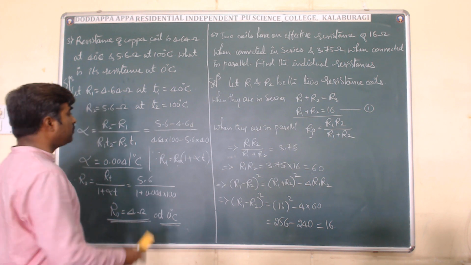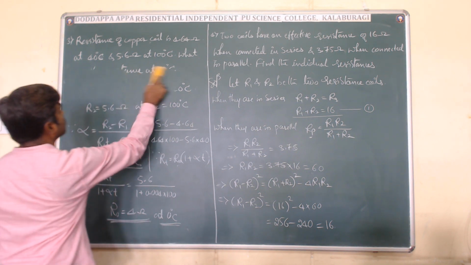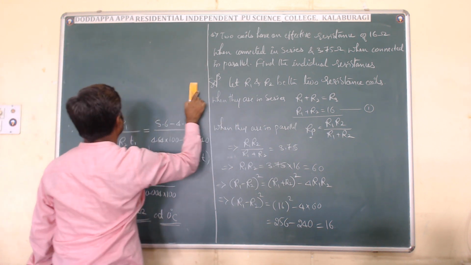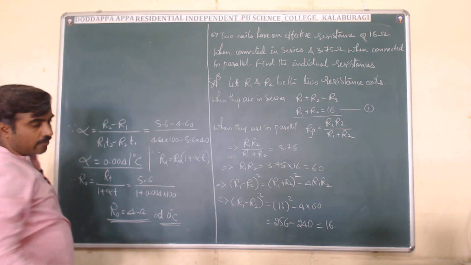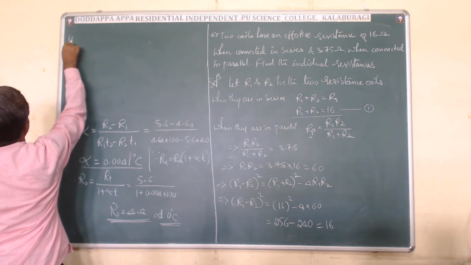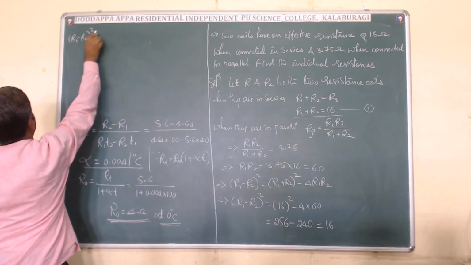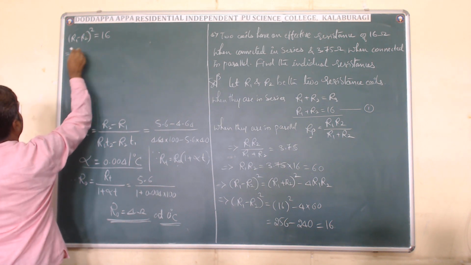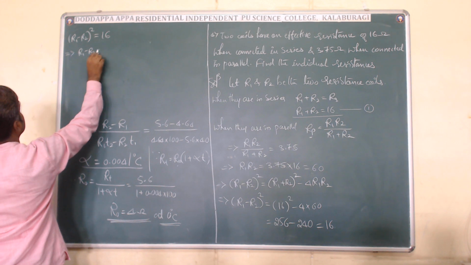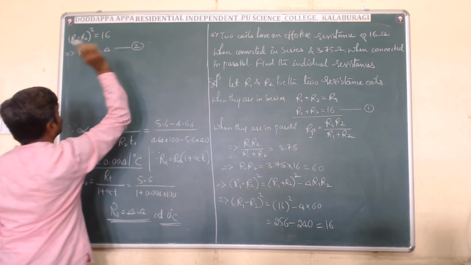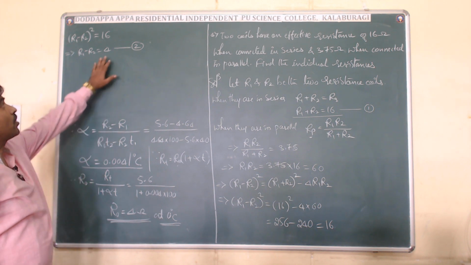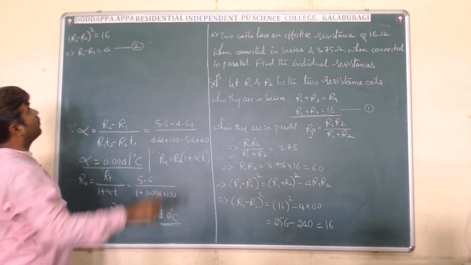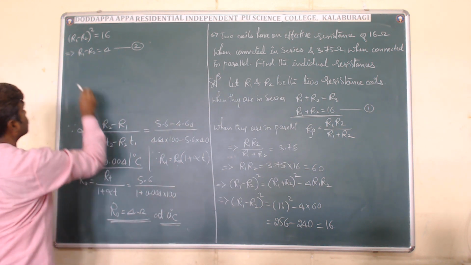In the last step, we got R1 minus R2 whole square equal to 16. So when I remove the square and apply the root, R1 minus R2 is equal to 4. This I will consider as equation 2. Now we have two equations here. Equation 1 is R1 plus R2 equal to 16, and equation 2 is R1 minus R2 equal to 4.